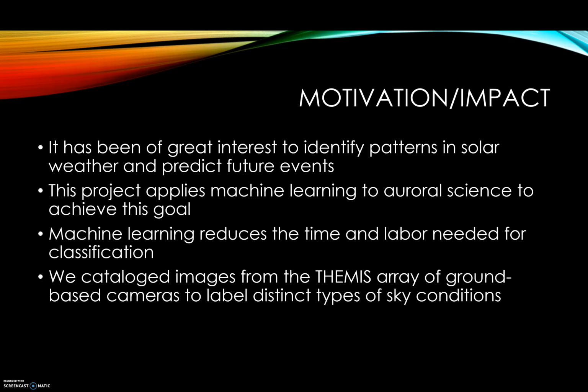Now, to achieve this, our project incorporates machine learning with auroral science. Machine learning will be able to catalog images of the northern sky quickly and easily to find patterns and predictions in solar weather. We catalog these images from the Themis array of ground-based cameras, which I will discuss in just a sec, to classify and label different sky conditions, whether it's cloudy, a clear sky, or a clear aurora, and so on and so forth, to train this machine to identify different sky conditions.